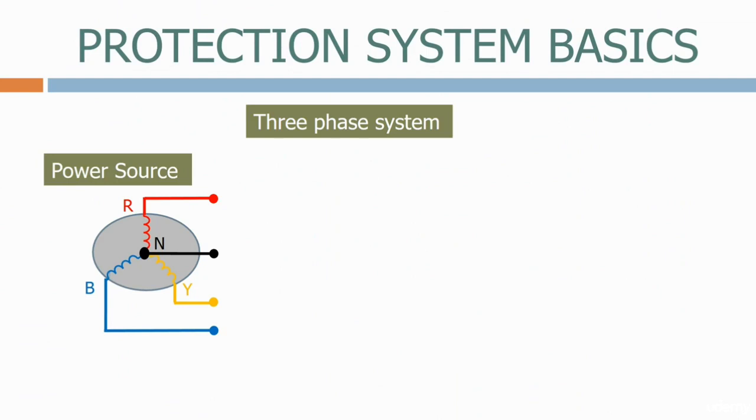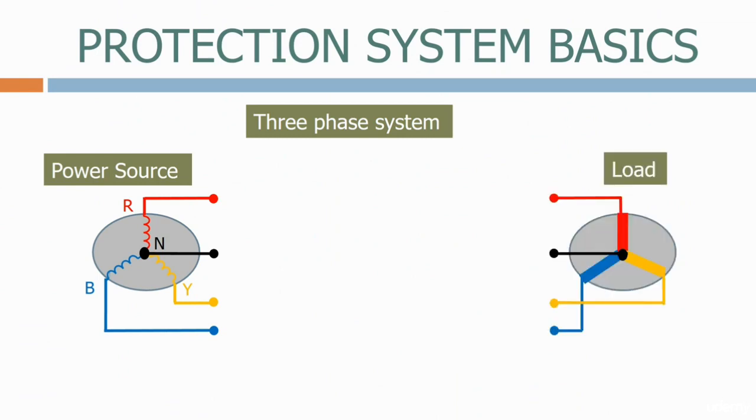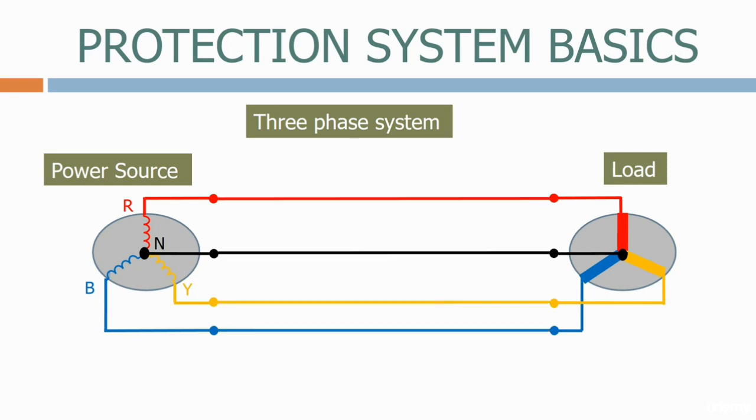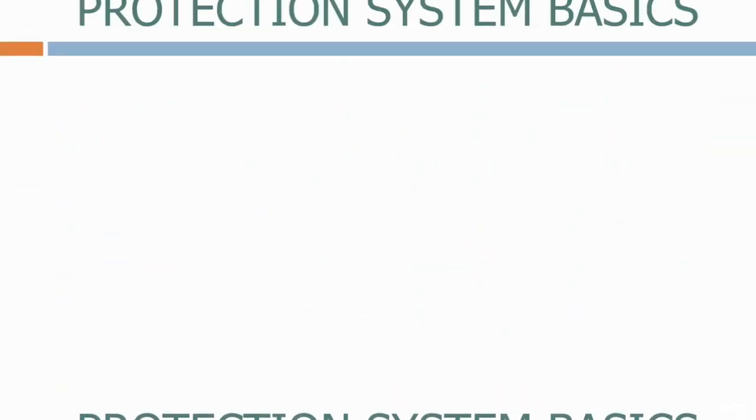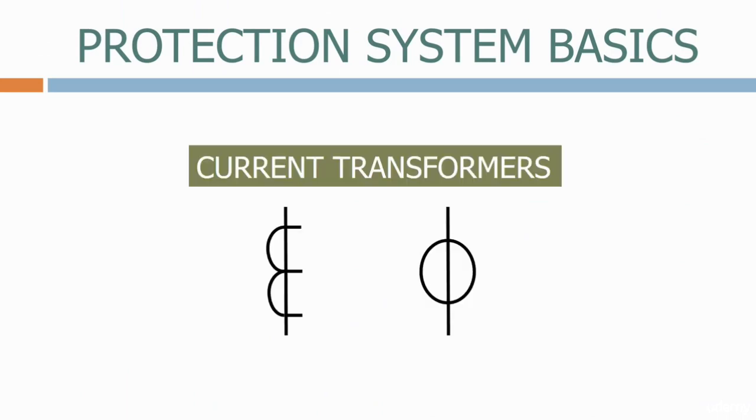Here's a typical three-phase system, with a three-phase power source containing red, yellow, blue, and neutral conductors, and a three-phase load containing red, yellow, and blue elements. To connect the power source to the load, we can either use cables, wires, or overhead lines. These are the typical symbols for a current transformer. These transform the thousands of amps on the primary system into a lower current level, so it can be used by the protection system.